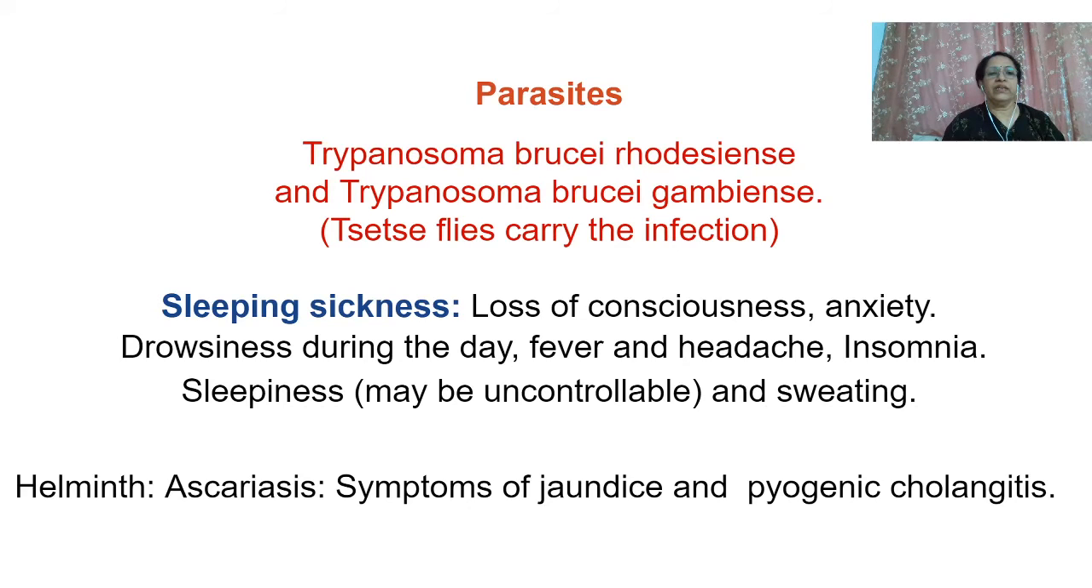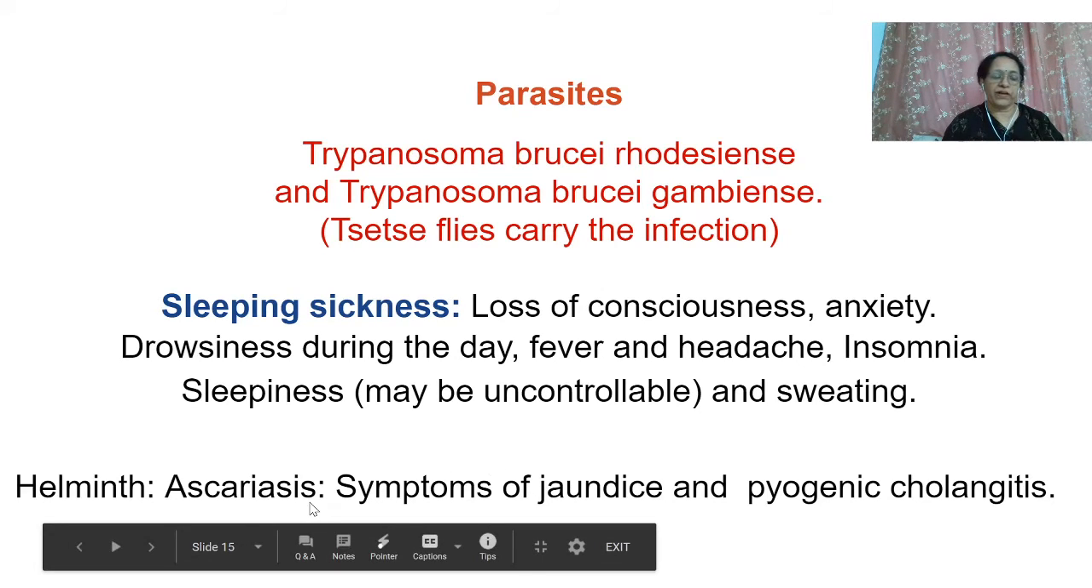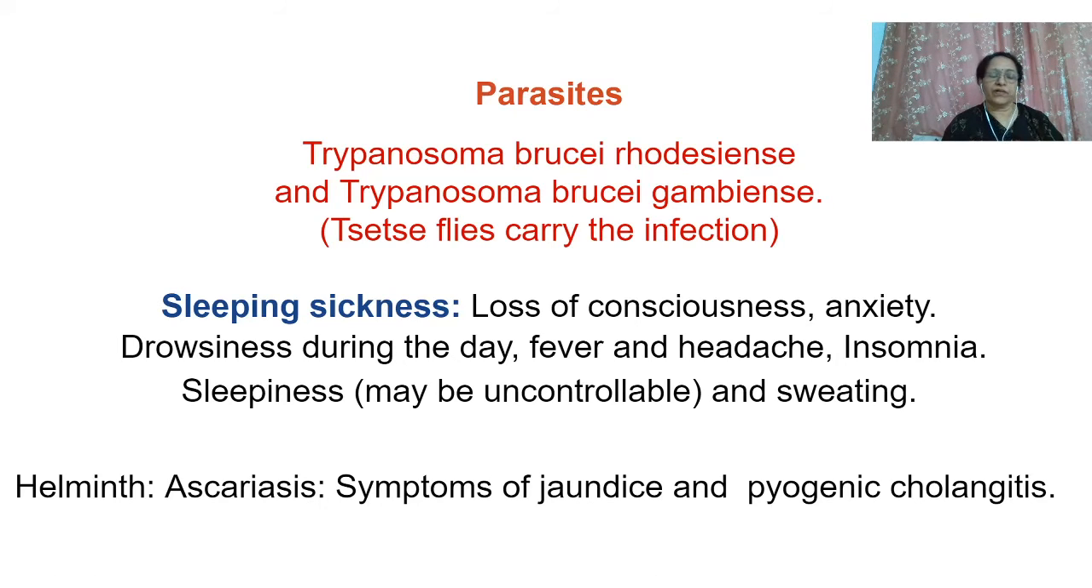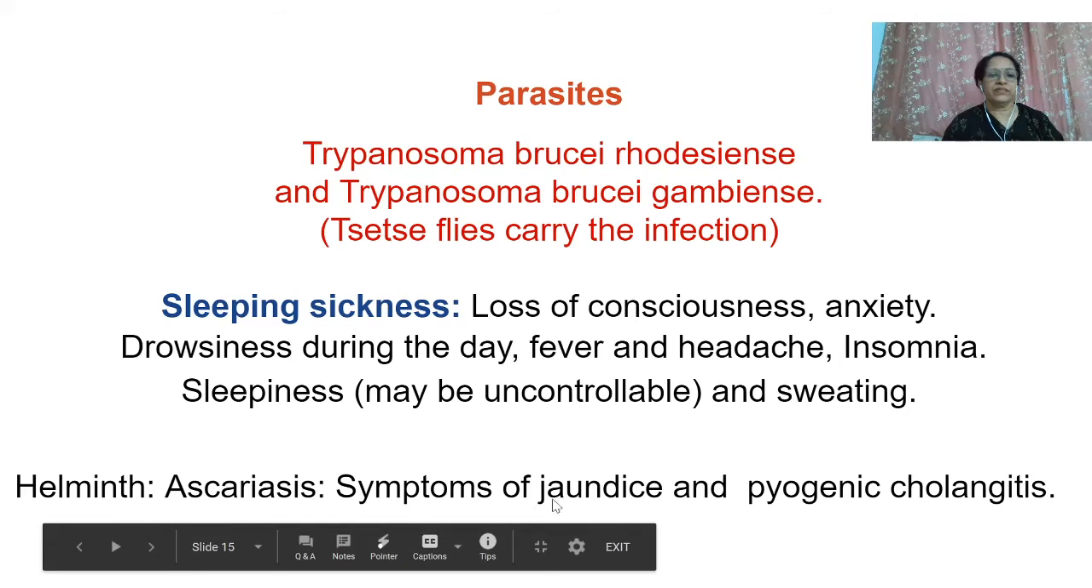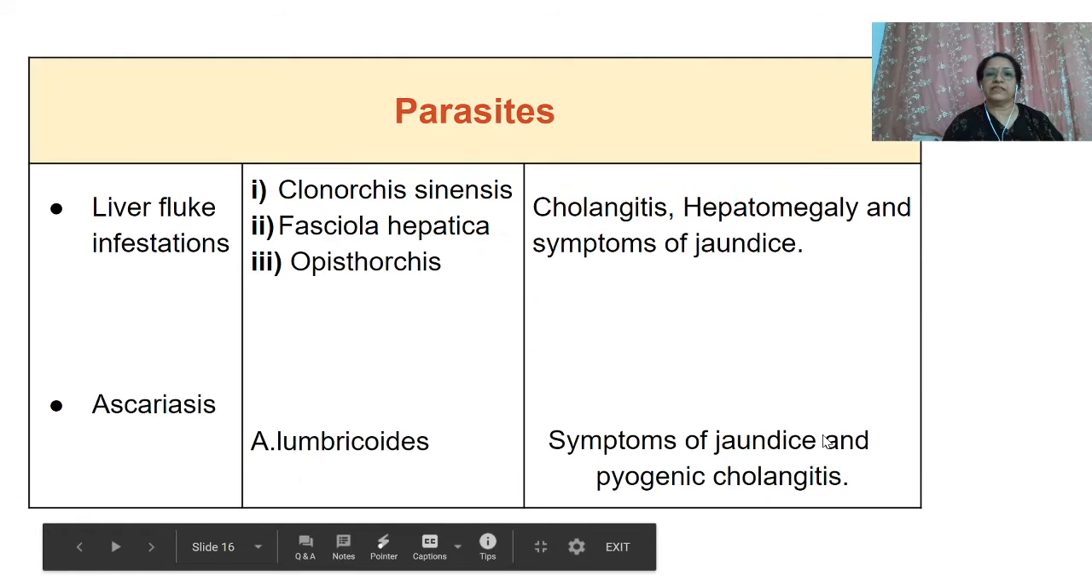Now, not only Trypanosoma species cause infection of the liver. With that, we have to consider various types of helminthic infestations. Helminth like Ascaris lumbricoides, which causes ascariasis, causes infection of the liver, with symptoms of jaundice and pyogenic cholangitis. Pyogenic means there is formation of pus in the gallbladder, and so pyogenic cholangitis.